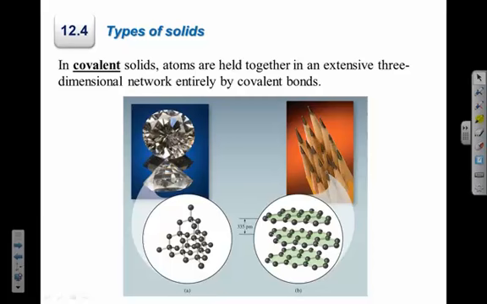So the first category discussed in this section is covalent solids. These are often called network solids. And what sets them apart from other solids is that you have a three-dimensional network of covalent bonds, and all of the attractions between the atoms in this solid are covalent bonds.